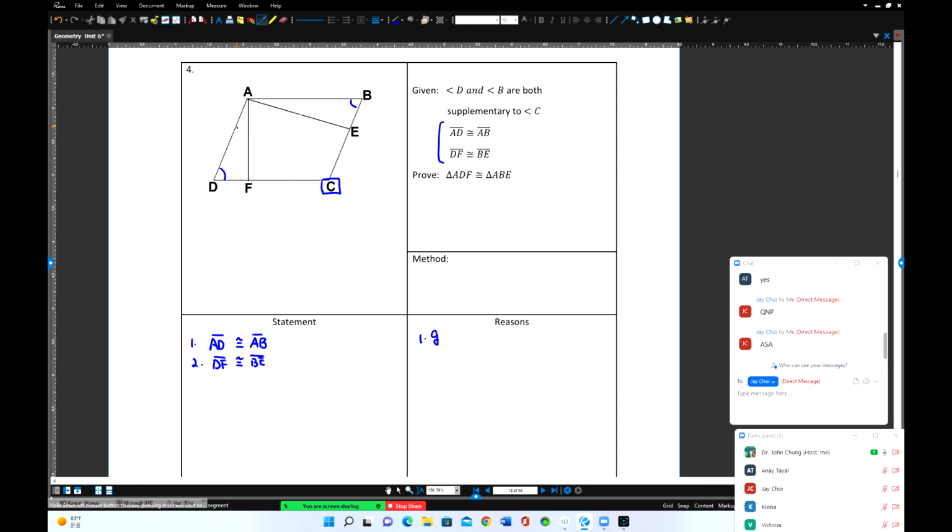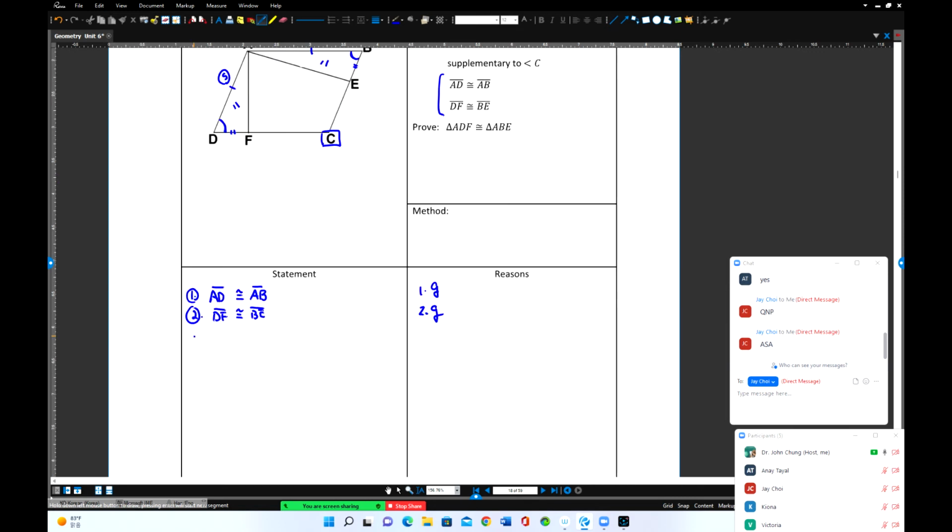AD congruent to AB is already one side done, because we are proving a triangle. DF and BE congruent is already done as well. But we need one more. We have side and side, and between these sides, these two angles, we have to say congruent.